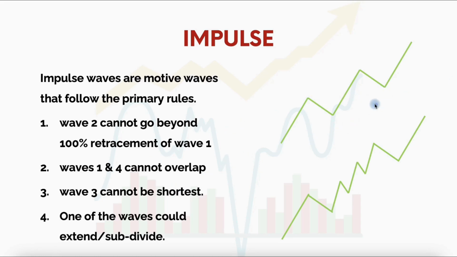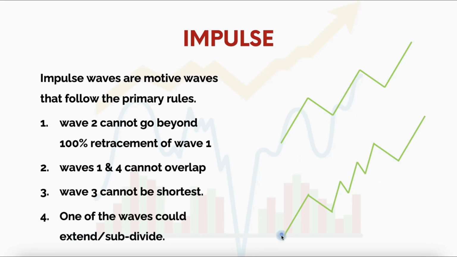Wave 3 cannot be shortest. So this is your wave 3, right? This cannot be the shortest wave. Typically speaking, wave 3 is usually the largest wave, but that does not hold true always. But it is guaranteed that wave 3 cannot be the shortest wave when we are looking at a primary trend. Another thing with impulse is one of the waves could extend or subdivide.